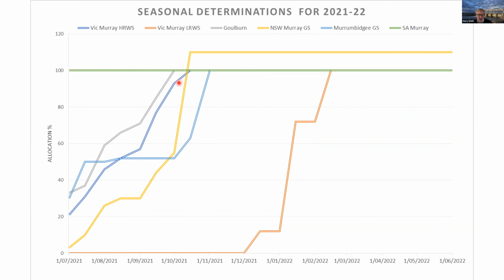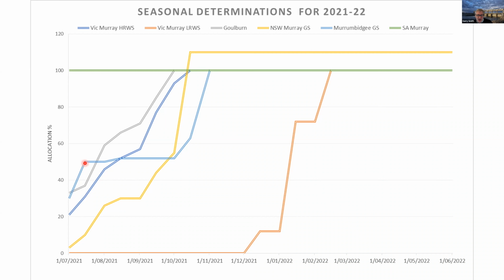You can see in the green line the South Australian Murray high security entitlements, and they started at 100% and obviously stayed there the whole season. So great certainty for South Australian water users there. Let's now turn to what happened in New South Wales with their general security entitlements. This lighter blue line is the Murrumbidgee general security. It started to rise with inflows, and then there was a bit of a flat period right through until October, and then it took off again and rose quite rapidly through to the maximum of 100% availability.